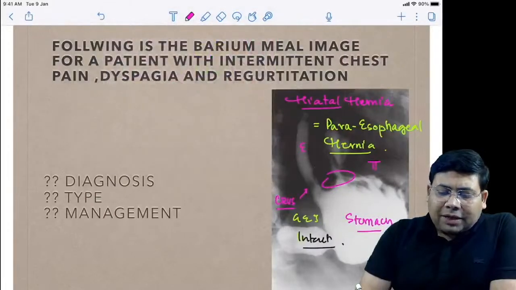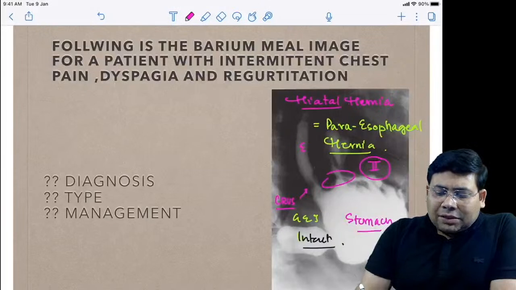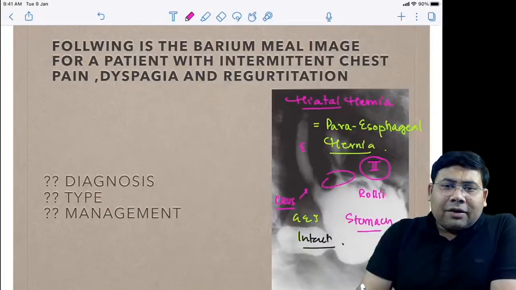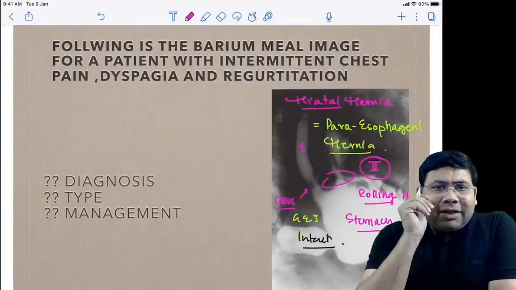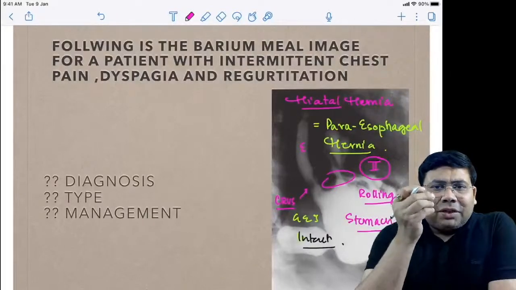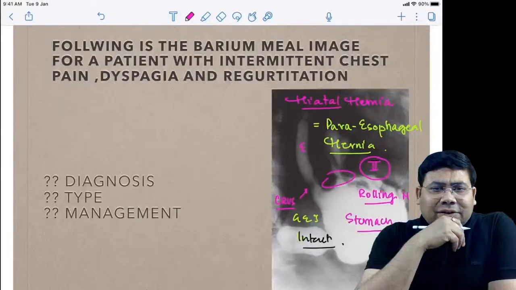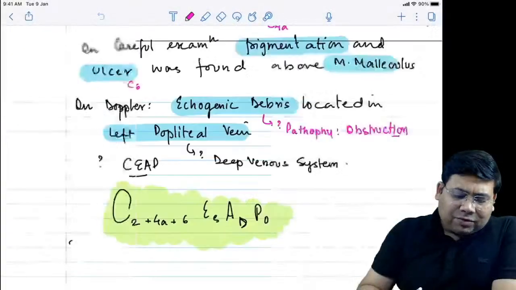This is a type 2 PEH. That is what hernia? This is a rolling hernia. Are you getting this? Let us read in the question. Barium meal for a patient with intermittent chest pain, dysphagia and regurgitation. So obstructive profile is also there for this patient.